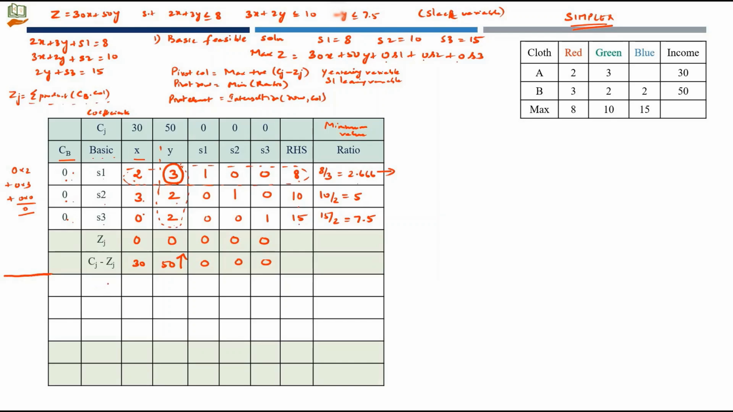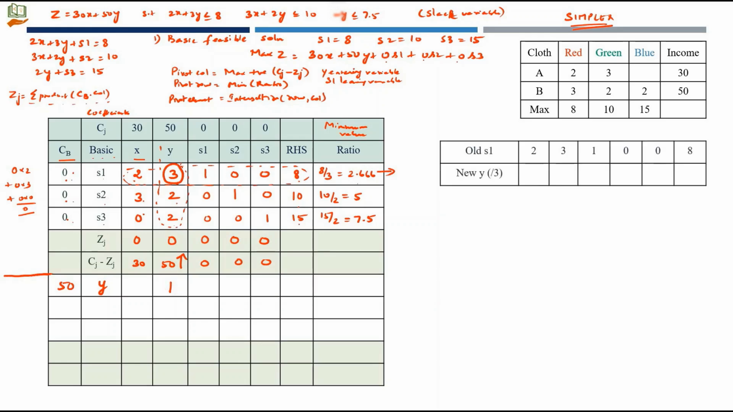What is the entering variable? Y. What is the leaving variable? It is S1. Instead of S1, I have to place Y here. Y has a coefficient of 50. Now, how should I place the Y row? I have to make the pivot element 1. What operation should I do in the pivot row? This particular 3 will become 1. I have to divide 3 by 3, only then I will get 1. In order to bring this to 1, I have to divide the whole row by 3. That is the first operation I have to do.